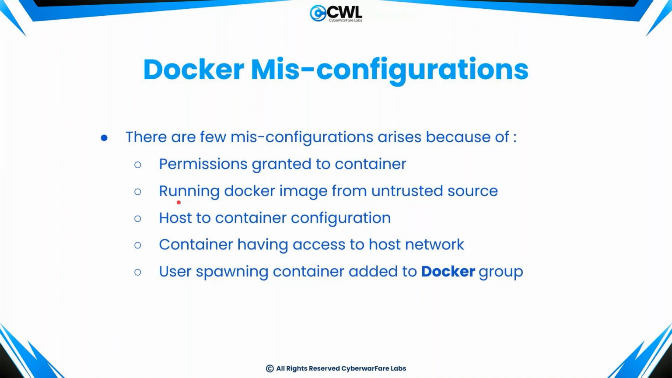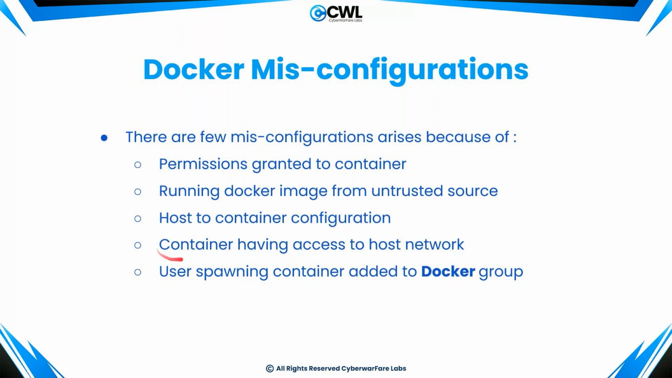Now, moving on to the second case, that is running Docker images from an untrusted source. We have a very interesting case study on this second topic that I will be covering at the end. If developers have the tendency to download or run Docker images directly from an untrusted source, without checking whether the repository is trusted or verified, that is a very high severity issue that needs to be taken care of. Also, host to container configuration, what permissions or configurations are attached, is one of the cases.